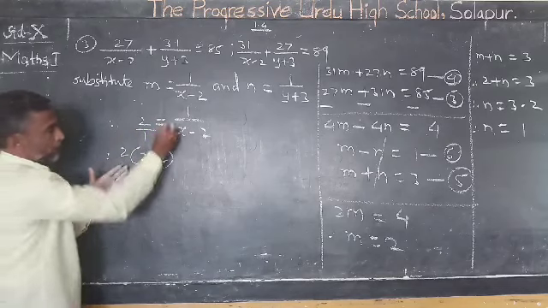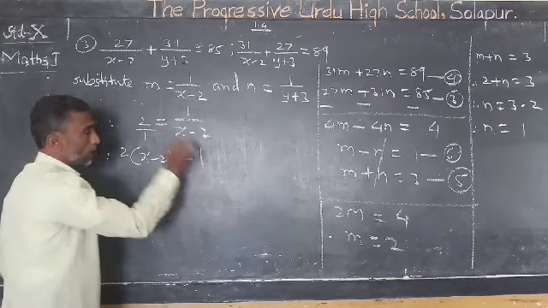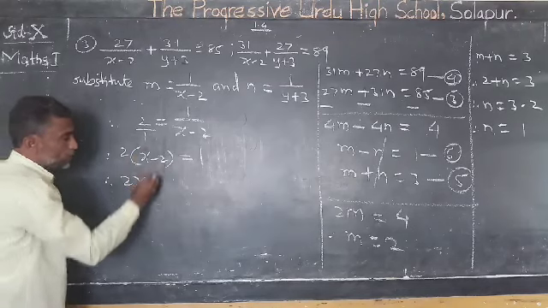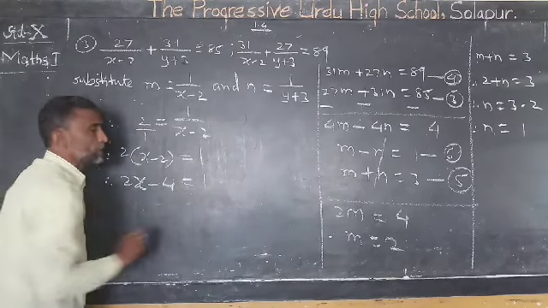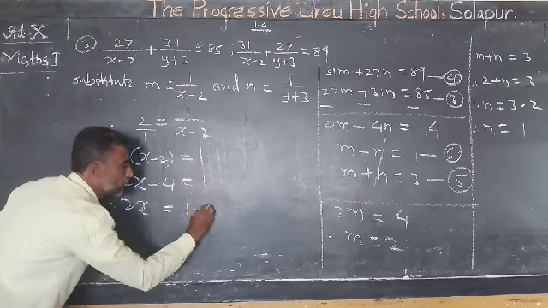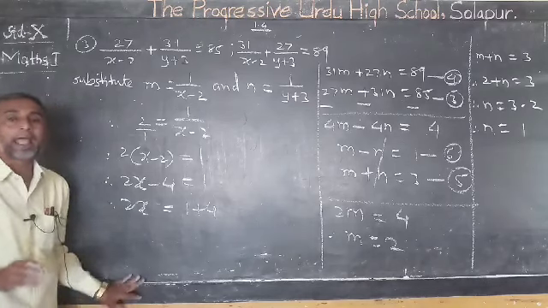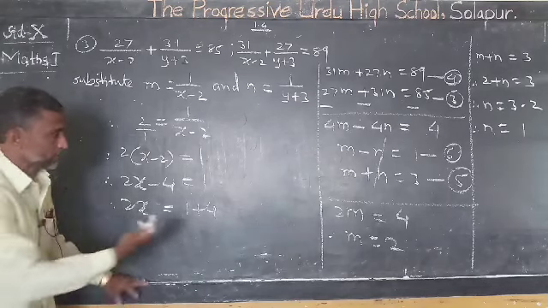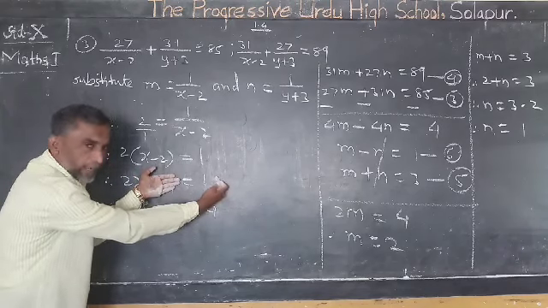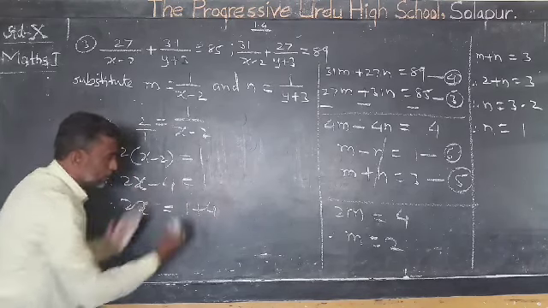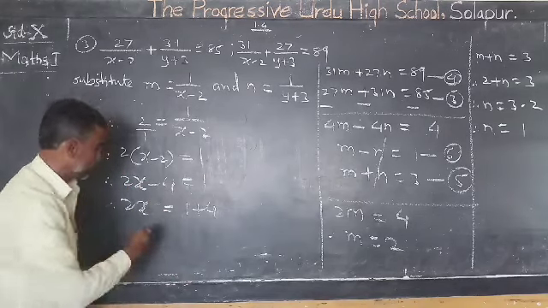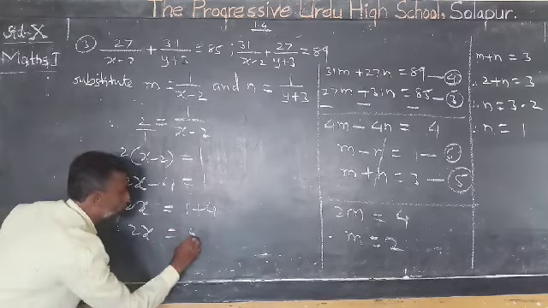2 into x minus 2 is equal to 1 ones are 1. Therefore, 2 into x, 2x, 2 into minus 2, minus 4 is equal to 1. Now, 2x is equal to 1 plus 4. How? Adding 4 to both sides. If you add plus 4 here, it will become 0. Add 4 also to the right hand side, 1 plus 4, or take it to the right hand side in our language. Therefore, 2x is equal to 5.